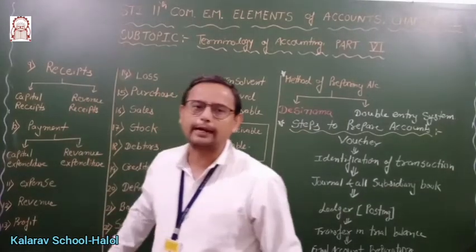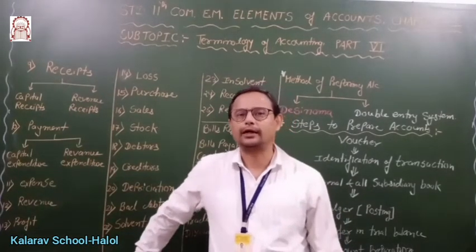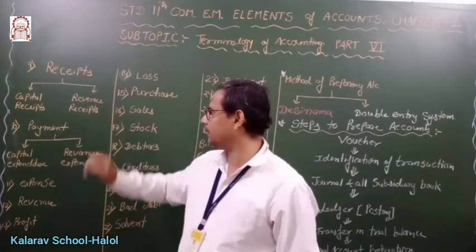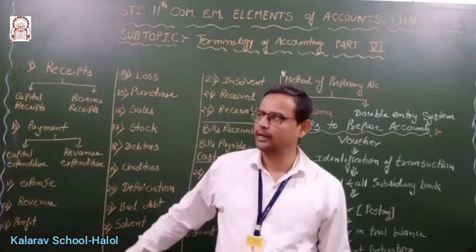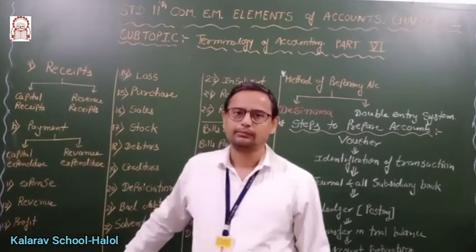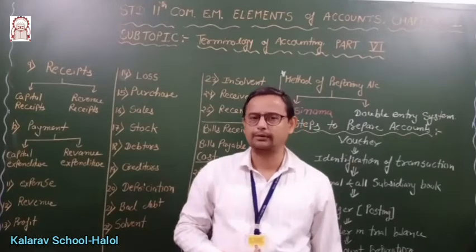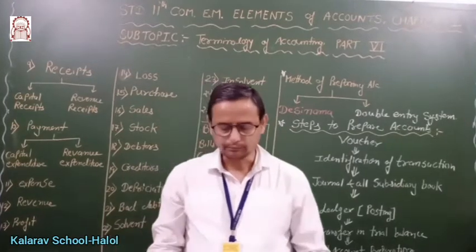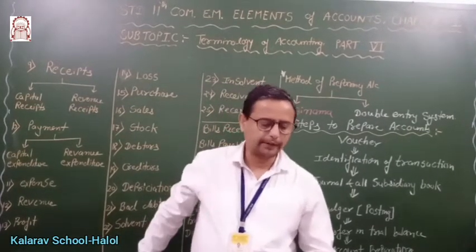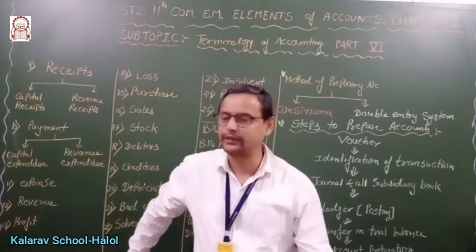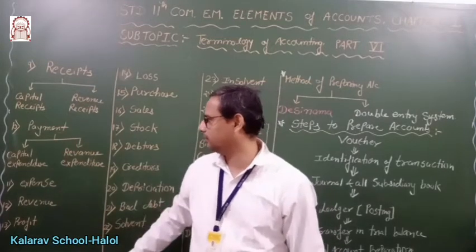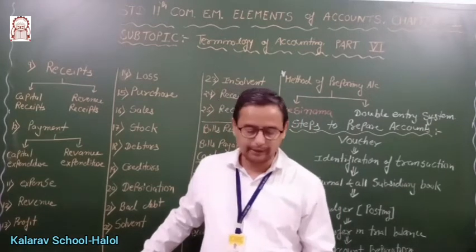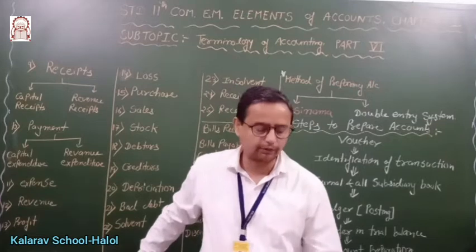But when you get profit after selling the commodity, you sold the goods, you got the profit, that is the revenue receipt. Similarly, payment. When you receive, that is the receipt, and when you give, that is the payment. So payment, money paid due to the consequence of a business transaction, is known as payment. It is also divided into two parts. One is the capital expenditure and second is the revenue expenditure.